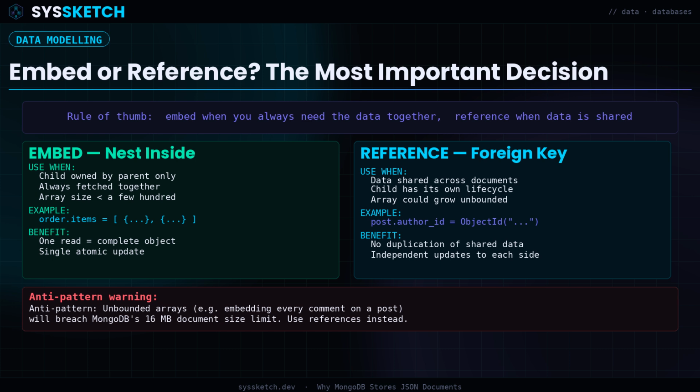The items array belongs to exactly one order. Embed it. Reference when data is shared across many documents or when either side has its own independent lifecycle. A blog post references its author by user ID rather than embedding the full user object, because the same user can author thousands of posts and you do not want to update every one of them when the user changes their name. The one anti-pattern to absolutely avoid is embedding arrays that can grow without bound, such as embedding every comment ever written on a popular post. MongoDB documents have a hard 16 megabyte size limit.